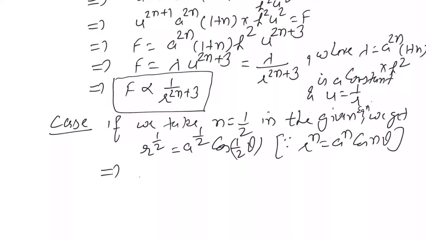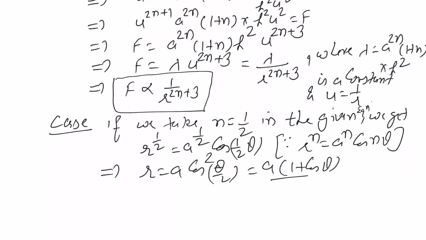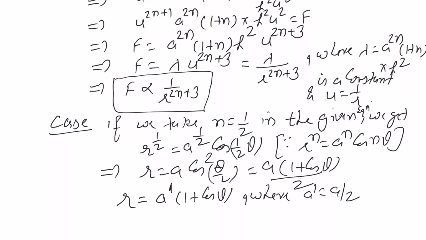This implies that squaring both sides, r is equal to a cos square theta by 2, which is further equal to a into 1 plus cos theta upon 2. This is further equal to a dash into 1 plus cos theta, where a dash is equal to a by 2, which is the equation of a cardioid. So when we have taken n is equal to 1 by 2, the given equation is representing the cardioid, and we also have to find the law of force for that particular value.